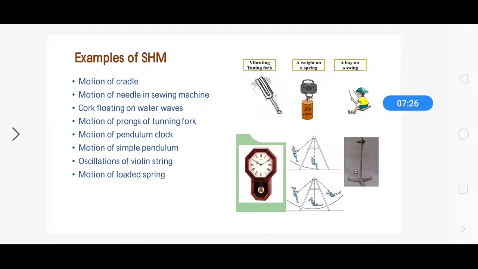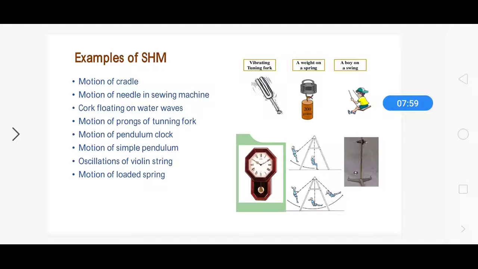So we discussed so many examples for a periodic motion. What is the difference between the periodic motion and the simple harmonic motion? See here, an example for SHM is the motion of the cradle. If you observe the path of the cradle, what is the path? It is in a straight line. The motion of the cradle is in a straight line. It is not in a circular path.